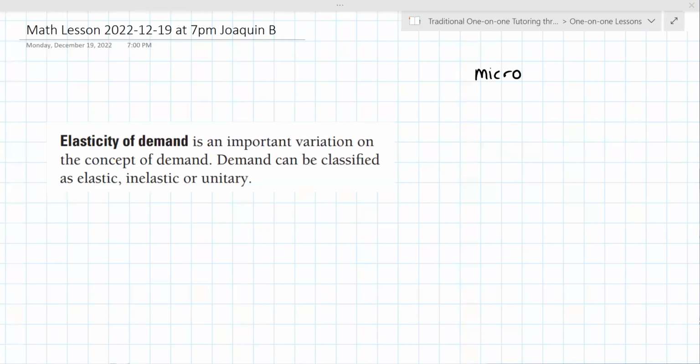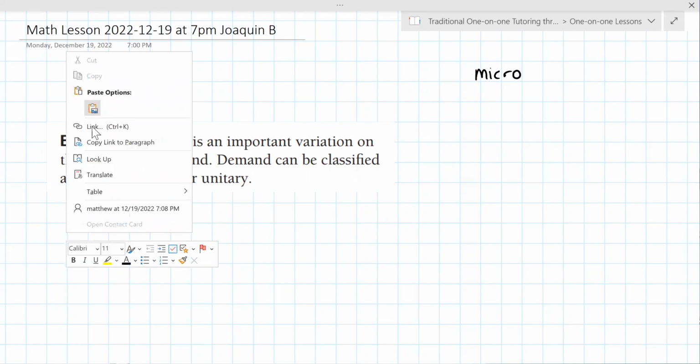Here's the basic definition of elasticity of demand. There's a formula, and there's also the words. So you're going to get some variation on this, and maybe even be asked for this. So let's look at this together here.